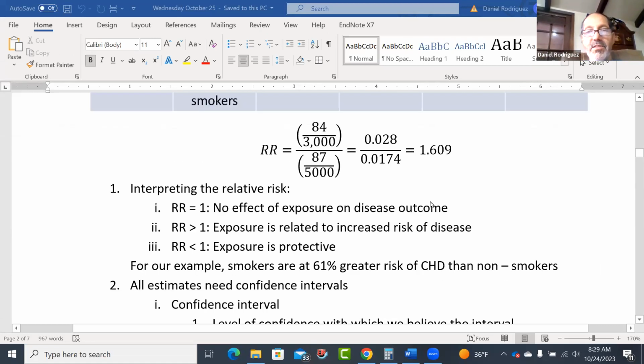So in our examples, we'd say smoke. Even though I do 3 decimal points, when you report things in a meeting, nobody's going to want to know 60.9%. They probably want to round this up to 61%. So I'd interpret this as that smokers are at 61% greater risk of CHD when compared to non-smokers, right? So you're not looking at the 1 value, you're looking at what's above that.